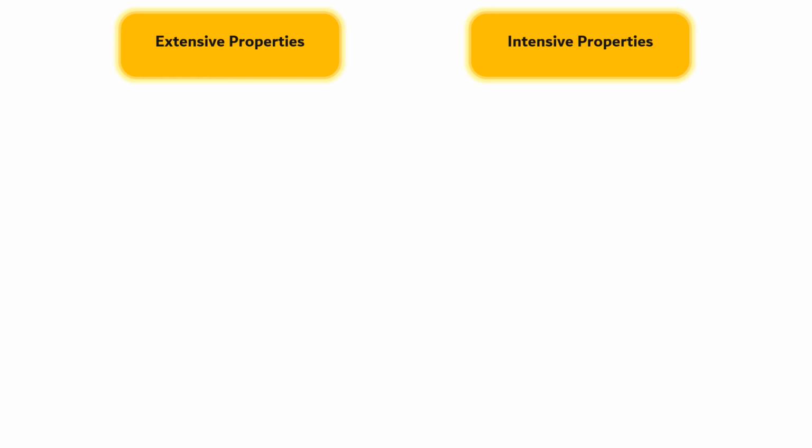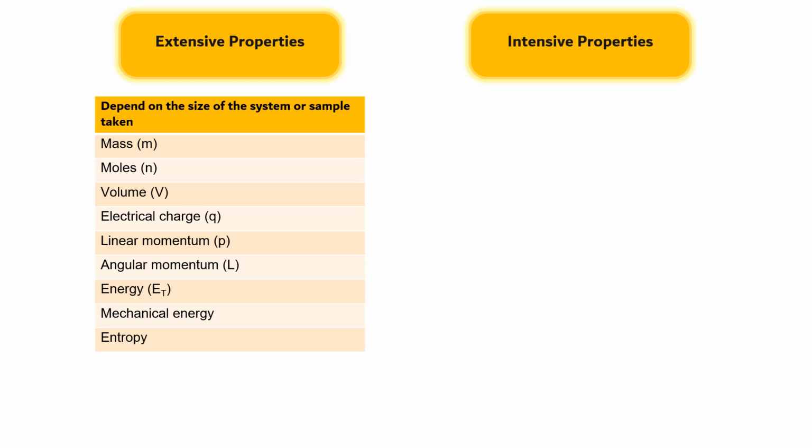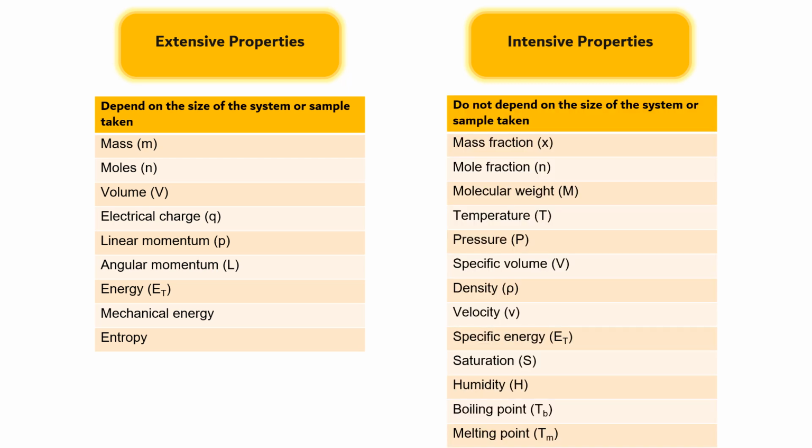Physical variables can be categorized as extensive and intensive properties. Extensive properties depend on the size of the system or sample taken and can be counted, such as mass, moles, volume, and so on. In contrast, intensive properties do not depend on the size of the system or sample taken, such as temperature, pressure, density, and so on.